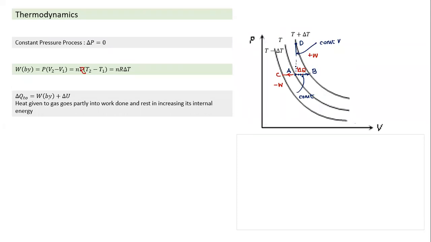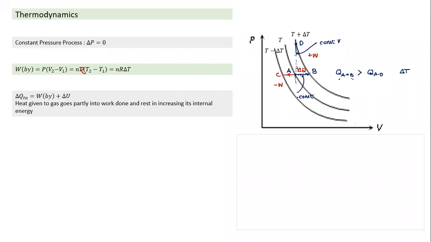But just look at this, which case will require more heat energy? In the first case, when we heated at constant volume from here to here, heat energy has gone entirely into changing internal energy. Here, when we carry out the process A to B, heat energy is doing two things. It is partly going into change of internal energy, and it needs additional energy to carry out work. Hence, Q A to B will be greater than Q A to D, despite the delta T being the same. And why is this greater? This is greater to the extent of the work done from A to B.